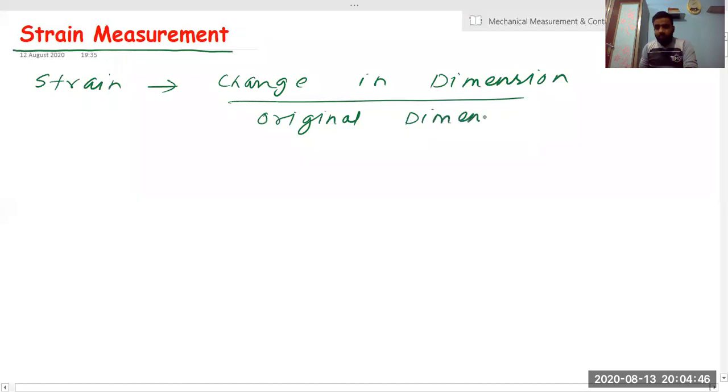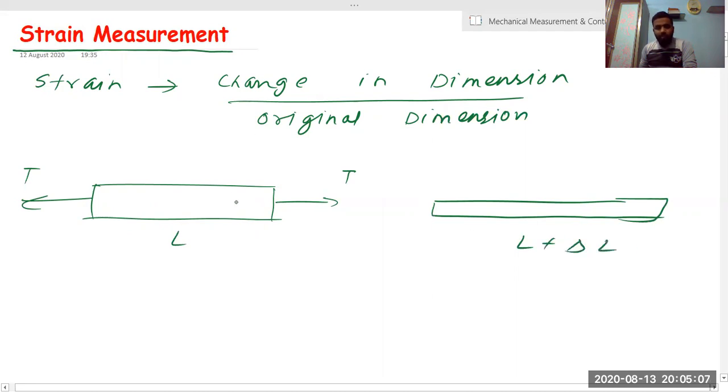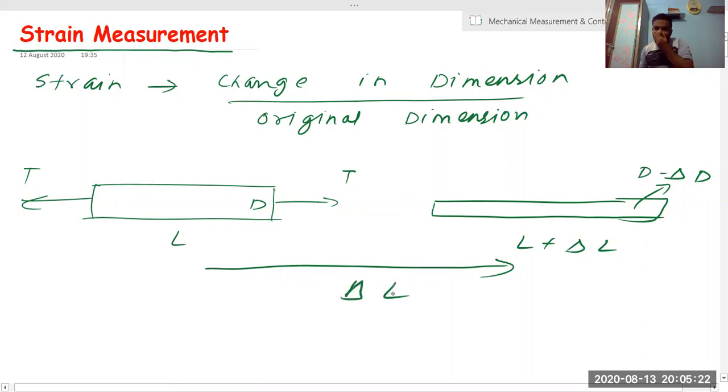Now, the dimension change can be in two directions. Suppose this is my shaft, and I am applying tensile force T from both sides. After some time, due to the application of tensile force, its length will increase. Suppose its length was L, now the length will become L plus delta L, and its diameter will automatically decrease due to the application of tensile force. So its diameter will decrease to D minus delta D. The dimension is changing from L to L plus delta L, which means that there is a change in dimension delta L.